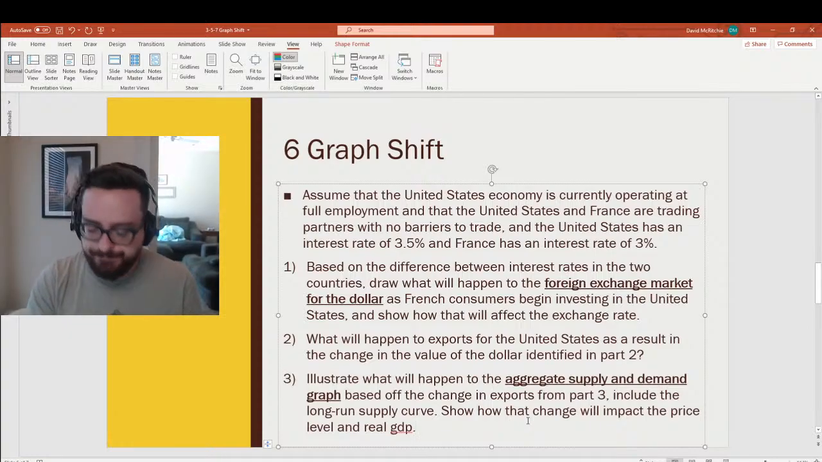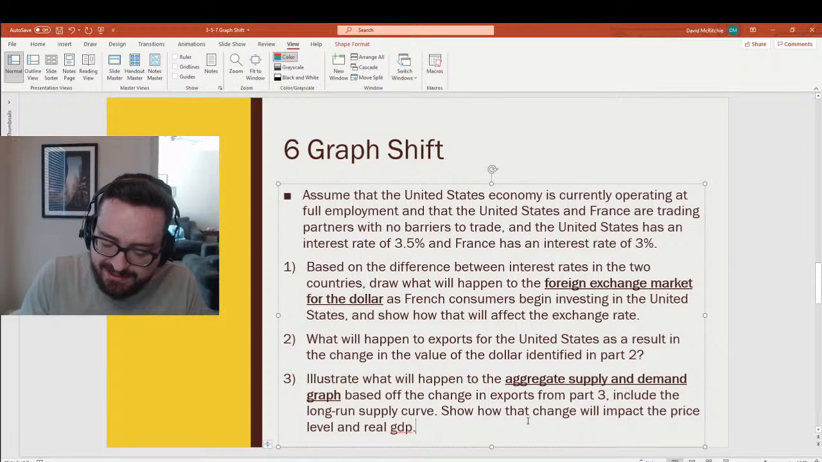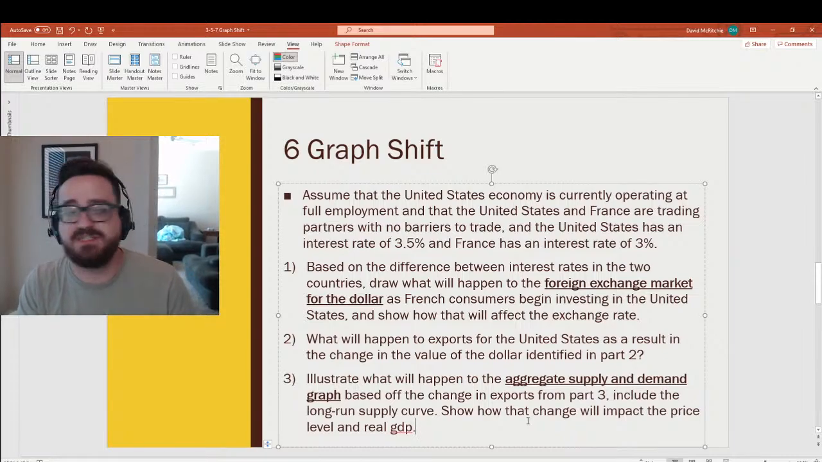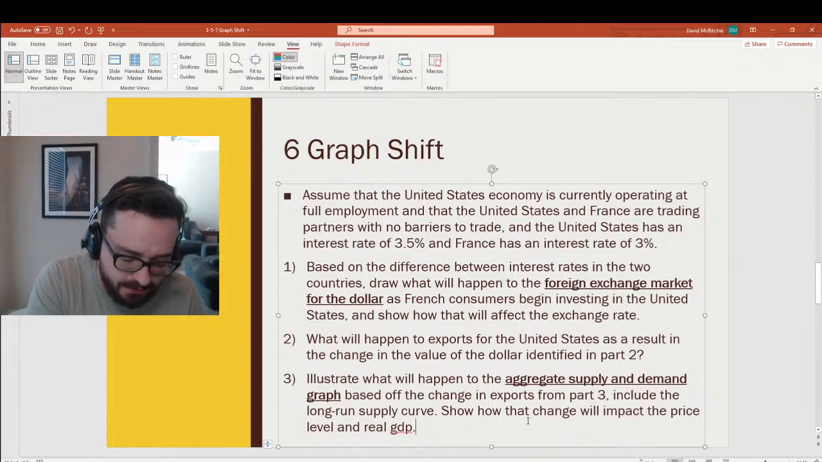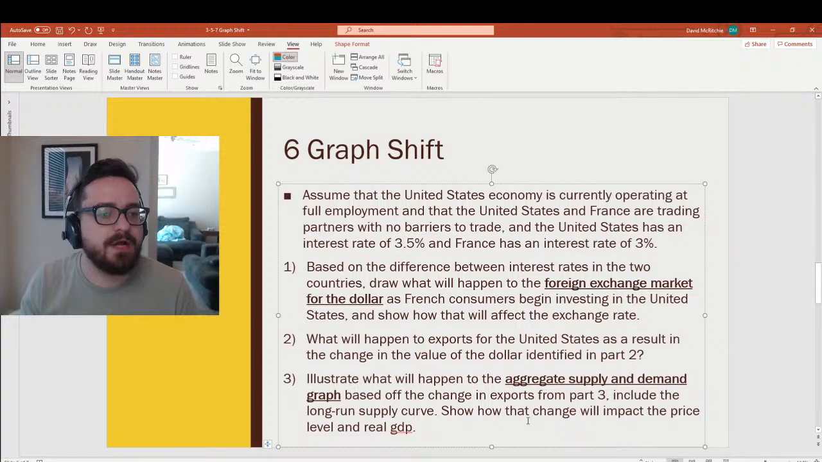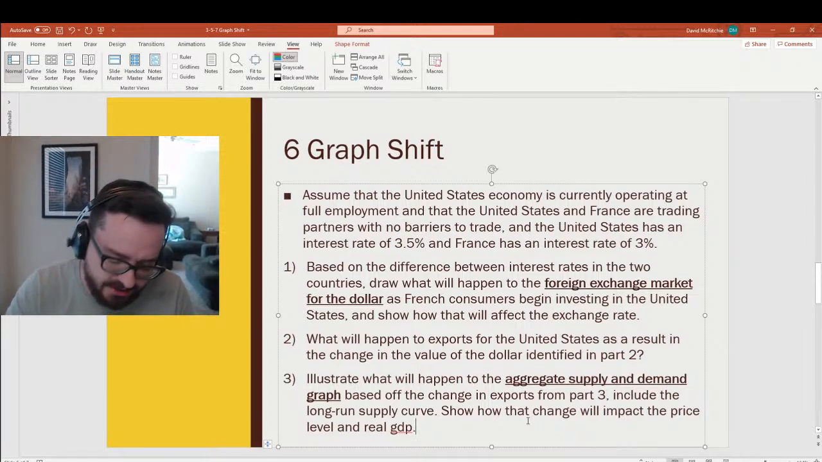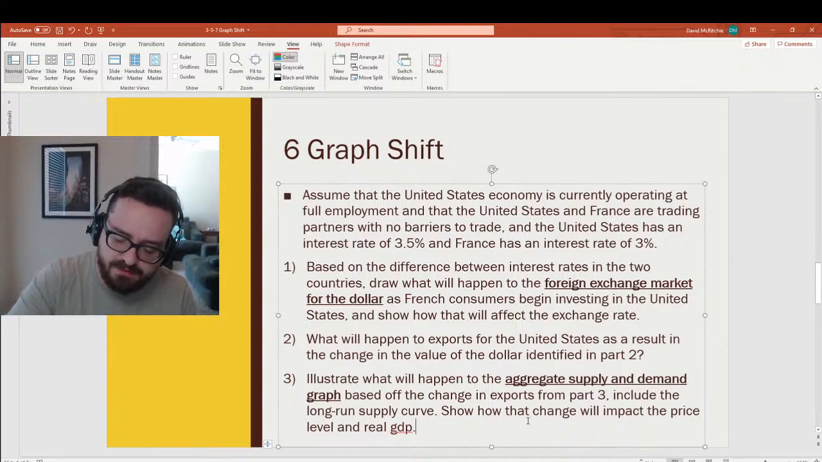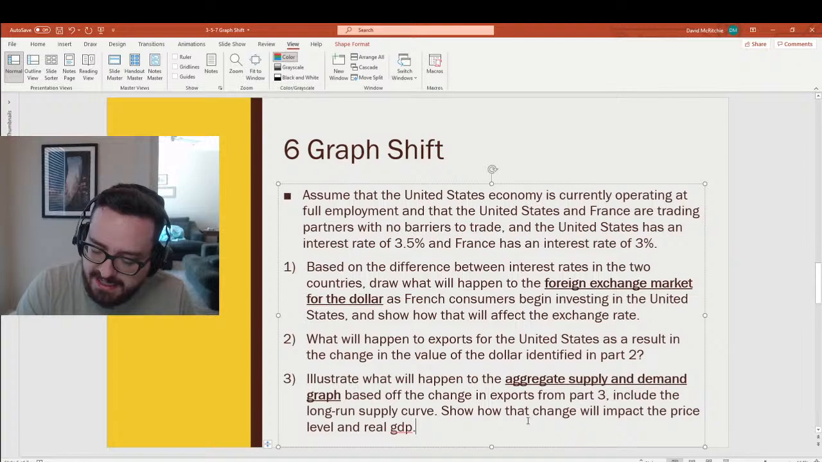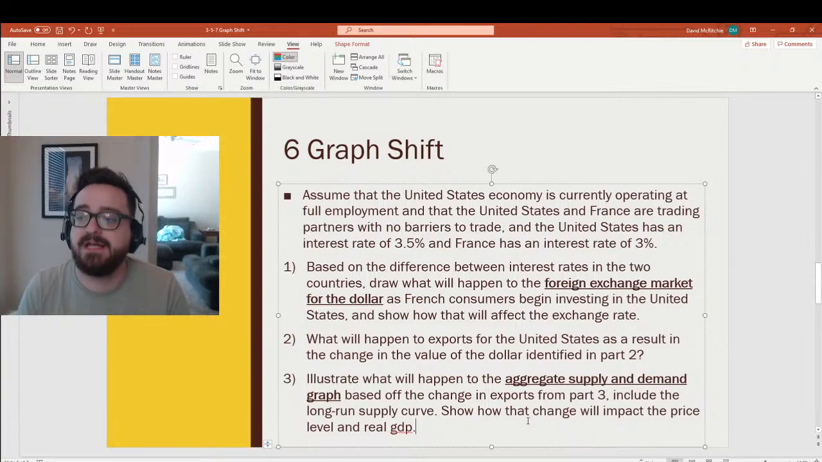Erasing it. For number 3, I am now doing an aggregate demand supply curve, and I have to draw LRAS. Where I draw LRAS will always matter, because it'll tell the grader as well as myself what is going on in this economy. So my x-axis on my aggregate demand supply graph is real GDP. My y-axis is price level.